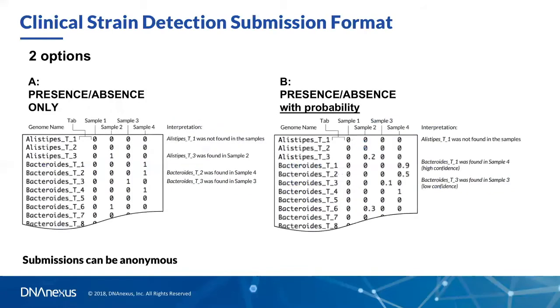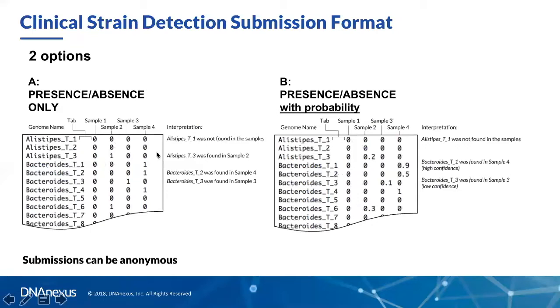The way you're supposed to submit your analysis is using these formats that we provide for you. There are two options. First, you can just provide a presence/absence file, where 0 means the strain is not present in that specific sample, and 1 means that the strain is present in sample 2, for example, for Alice type T3.